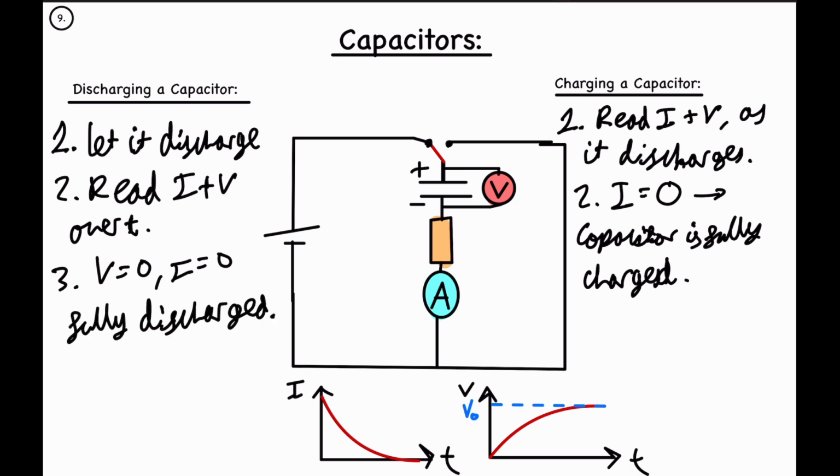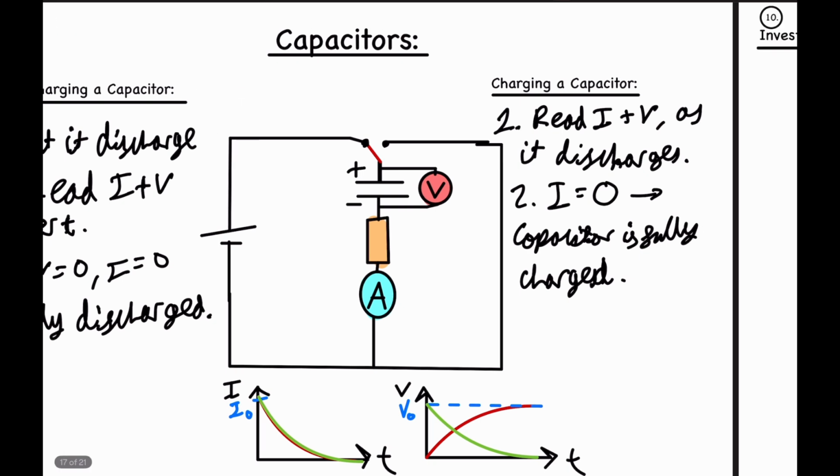And now you plot the graphs again. So we said this was V0. This would also be I0 at the start. You would have something that looks like this for current, which is very similar to what we had. But for voltage, because you start off at V0, you're going to have something like this for discharging the capacitor. And this is charging and discharging done. Let's move on to the next practical.